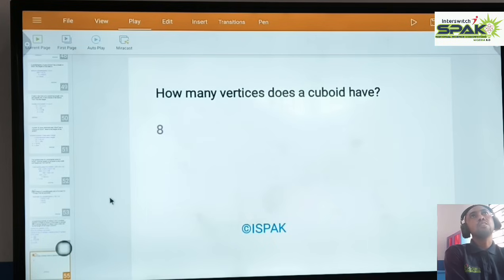How many vertices does a cuboid have? A cuboid, you look at the vertices, then there are 8. The vertices is a point where 2 or more lateral lines meet. So if you draw the cuboid and then you count, you see that you have 8 vertices. So a cuboid has 8 vertices.